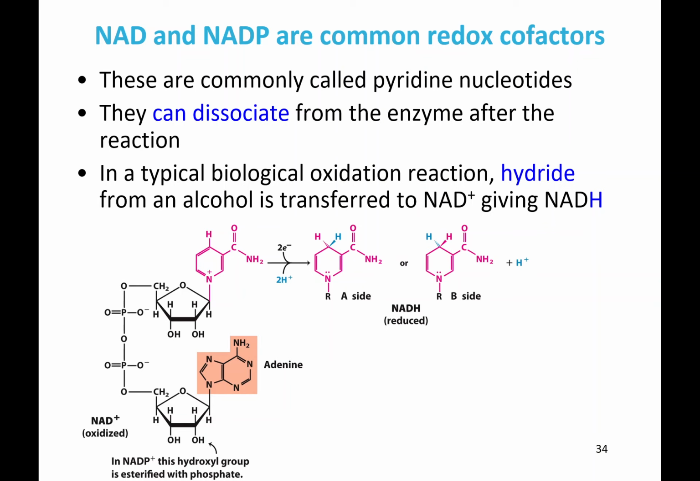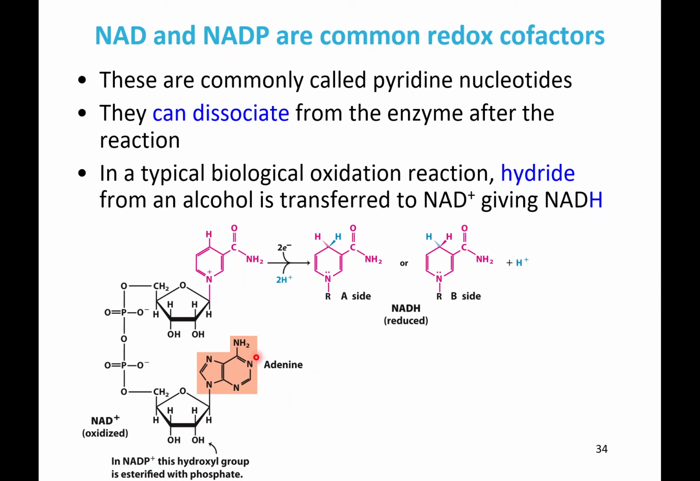These are kind of unique in that they can dissociate from the enzyme after the reaction. So the reaction will take place. These NAD and NADP will get reduced, and then they will leave the enzyme and go transfer their electrons to another molecule.